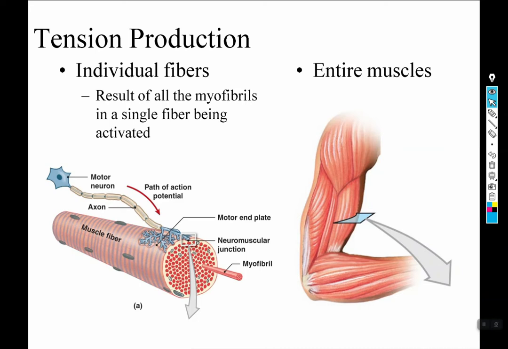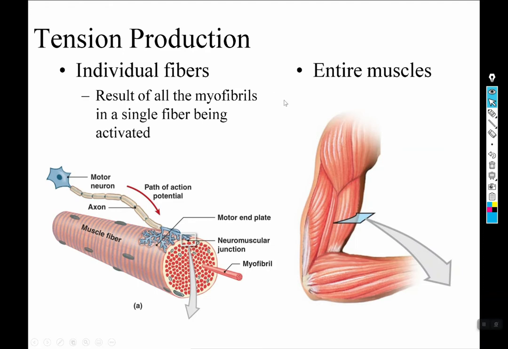So tension production is the result of all of the myofibrils in a single fiber being activated. As a result of the action potential arriving at the neuromuscular junction, it's not like one group of myofibrils in a muscle fiber can get activated and the rest will stay dormant. If there's an increase in calcium in the sarcoplasm, all of the myofibrils in that particular fiber will contract. So from that perspective, the contraction of an individual fiber is kind of all or nothing, where all of the myofibrils are doing it or none of them are doing it. There's no in between mode.